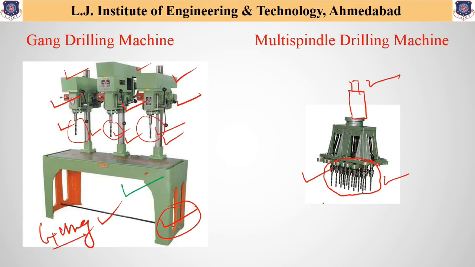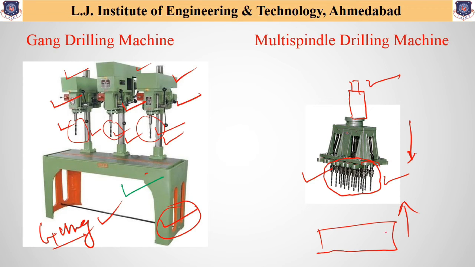This is also used for mass production. And as we have discussed, these machines have several spindles driven by a single motor, and all spindles holding drills are fed into the workpiece simultaneously. This feeding motion can be obtained by lowering the drill head or raising the table. That means the drill head can be moved in the downward direction, or if a work table is available, it can be moved in the upward direction.